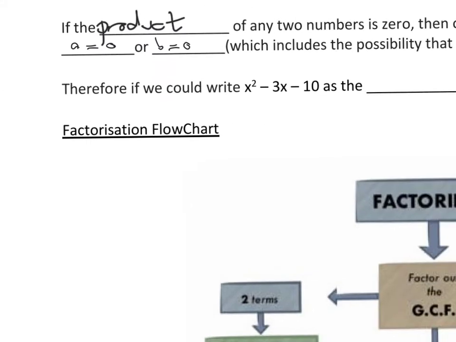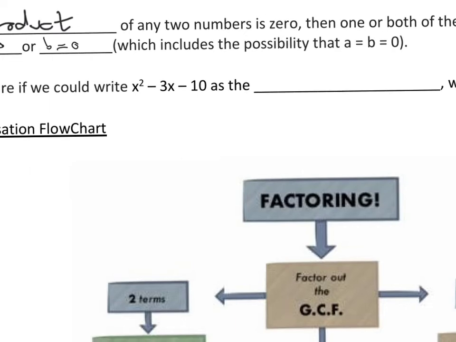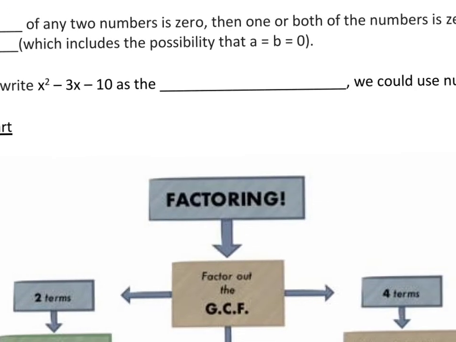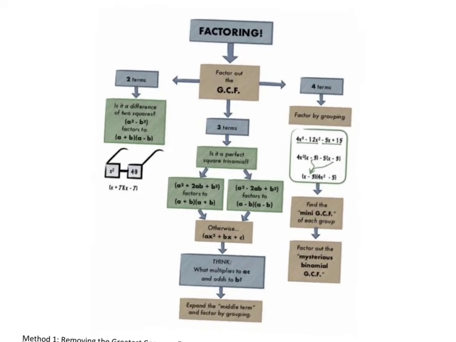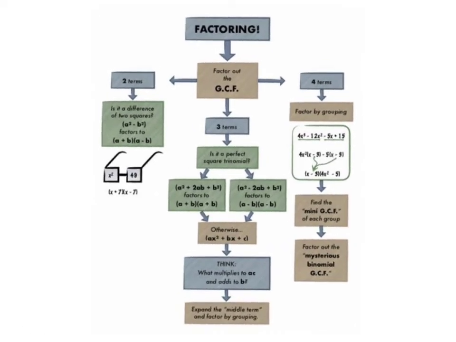So therefore, if we could actually write our equation that we had before, x squared take 3x take 10, as the product of two factors, so as something times something else, then we would actually be able to solve that algebraically. And we've got this really helpful diagram down here below, which helps us with the whole process of factorising, because that's where factorising comes in. We get our quadratics, and instead of writing our quadratics in expanded form, if we can factorise them, then we can use the Null Factor Law and we can solve.